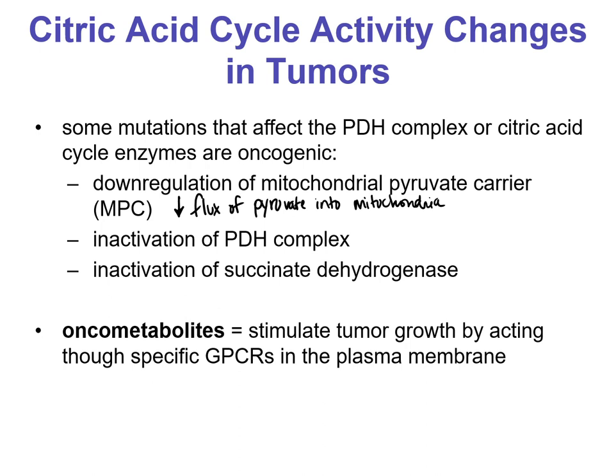Other mutations will inactivate the PDH complex, which means that you are not making acetyl-CoA, and instead that pyruvate is being shuttled through to make lactic acid or something like that. You can also inactivate succinate dehydrogenase, and that would again shut down the citric acid cycle, which is bad.